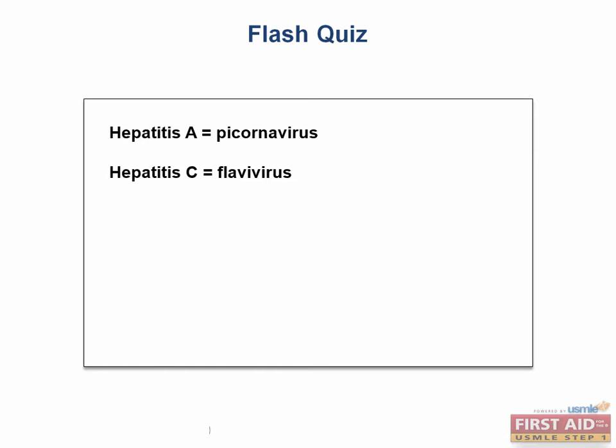It is important to remember which families of RNA viruses the different hepatitis viruses belong to. Hepatitis A, B, and C are the most important ones to remember. A way you might be able to remember this is to remember that acorn is for hepatitis A and corn being a part of the picornavirus family, as well as we can see flavor.